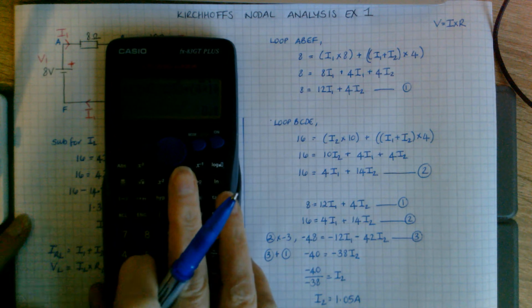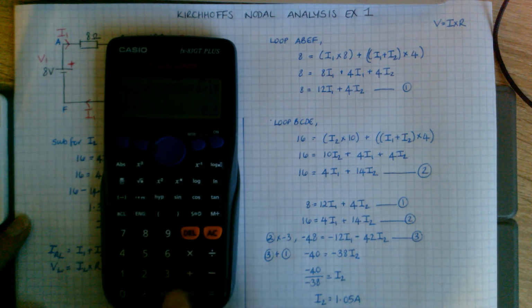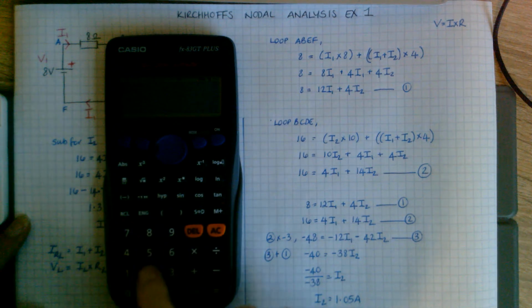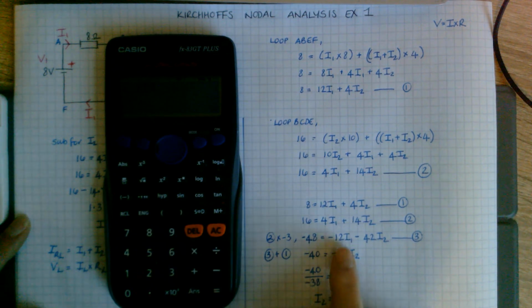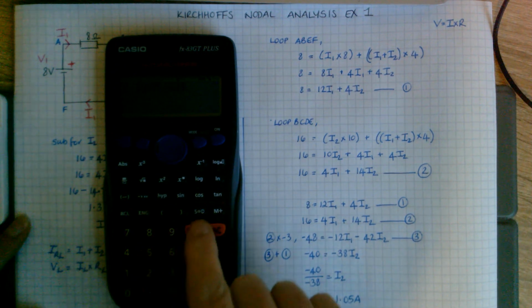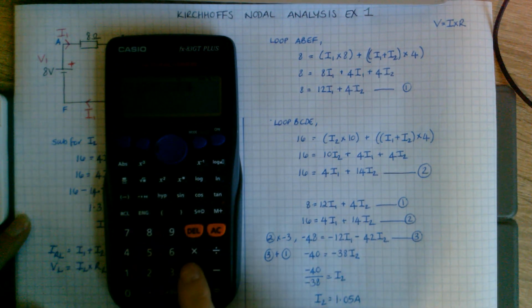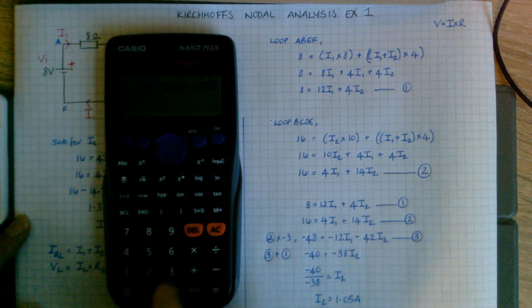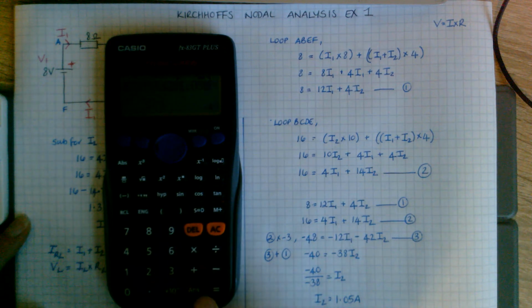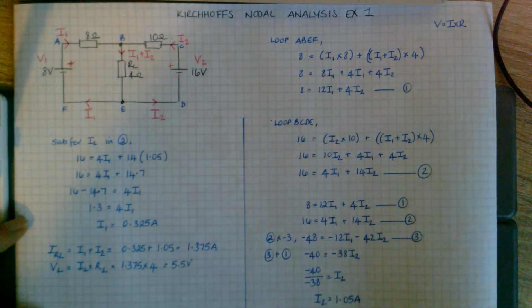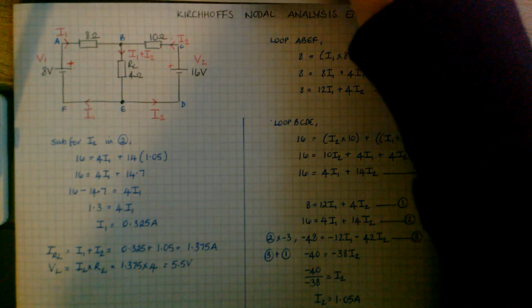And I will double check with my equation 3. That's negative 12 times I1 again, 0.325, minus 42 times 1.05 equals minus 48. So I can be quite confident that these answers all tie in and that that's correct.